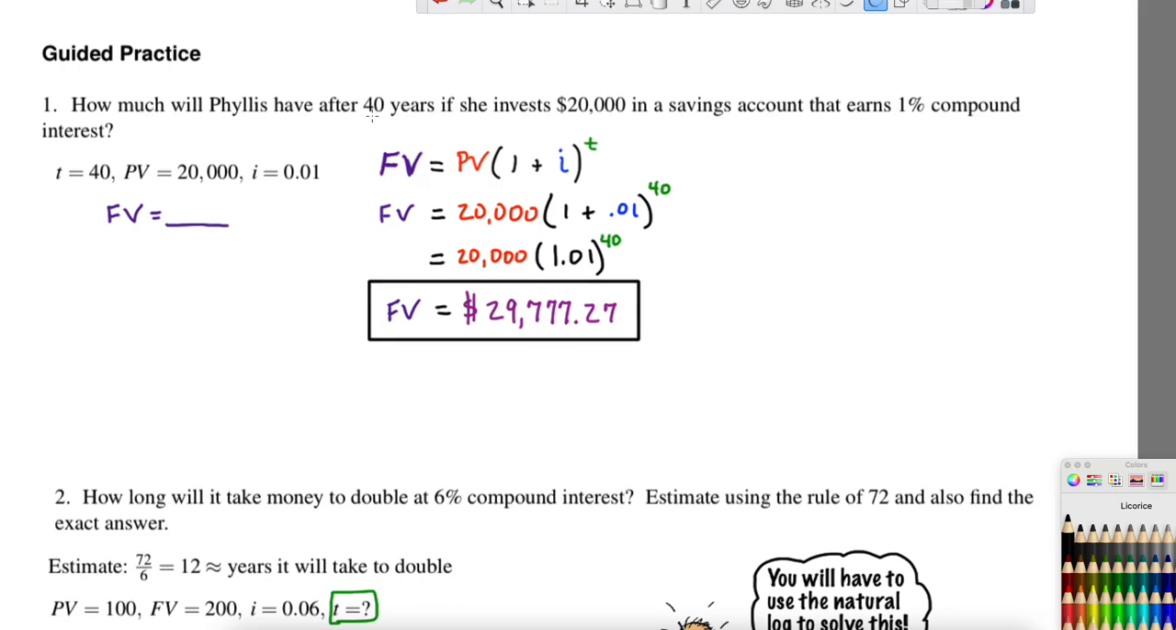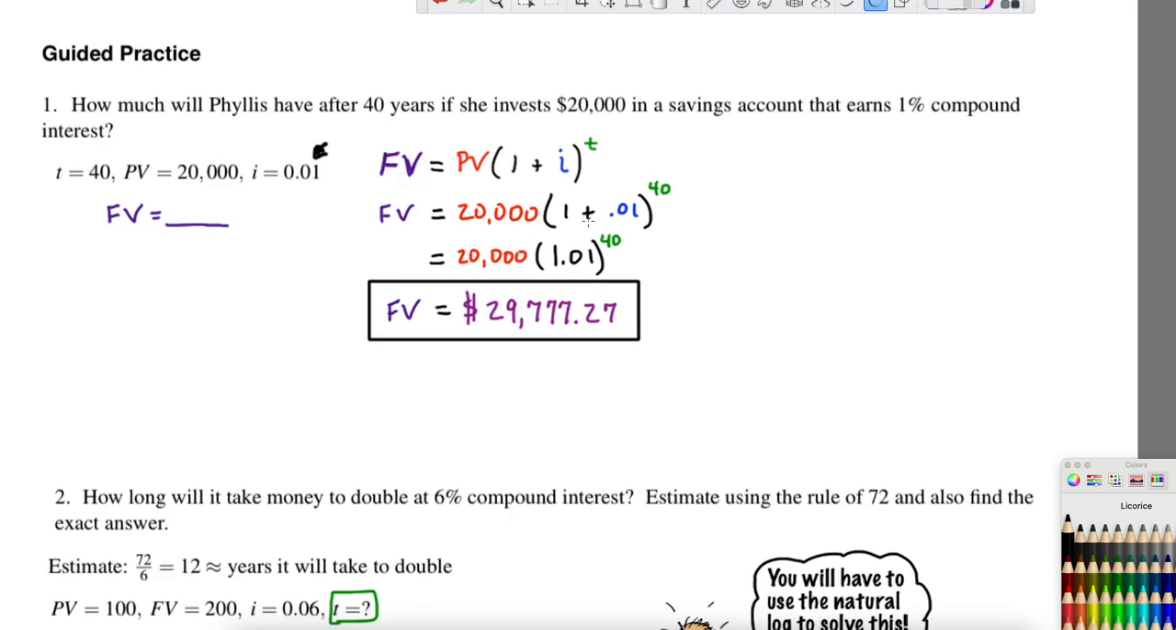How much will Phyllis have after 40 years? Okay, so t is 40, and she's going to invest $20,000. So this is our principal, our present value, $20,000, and we have 1% compound interest. Wow, that's a terrible interest rate, but that's the problem. So our rate of interest is 0.01, written as a decimal.